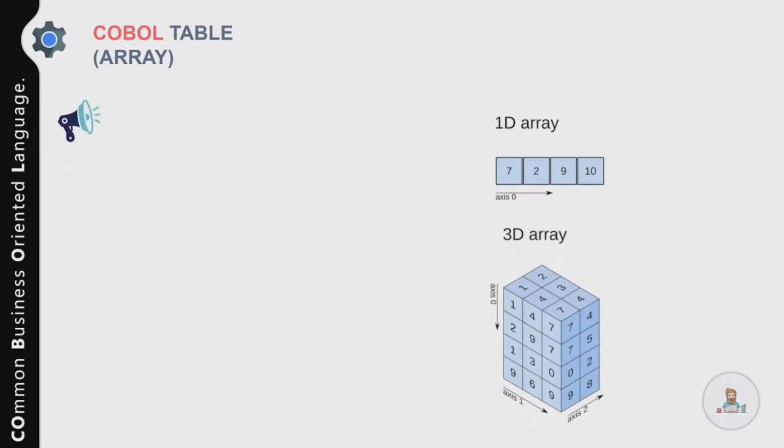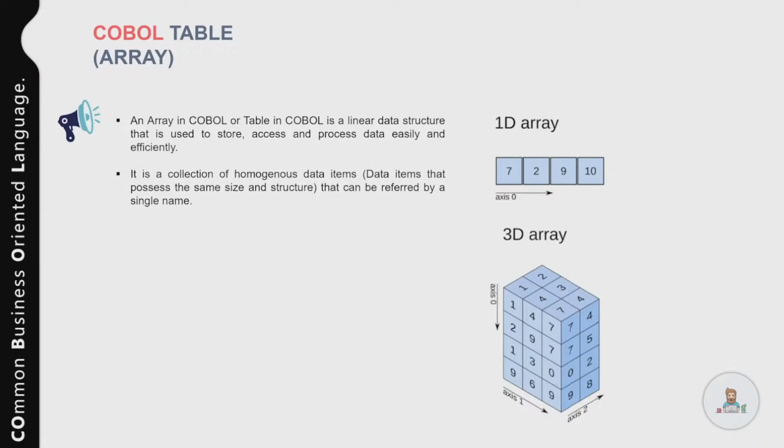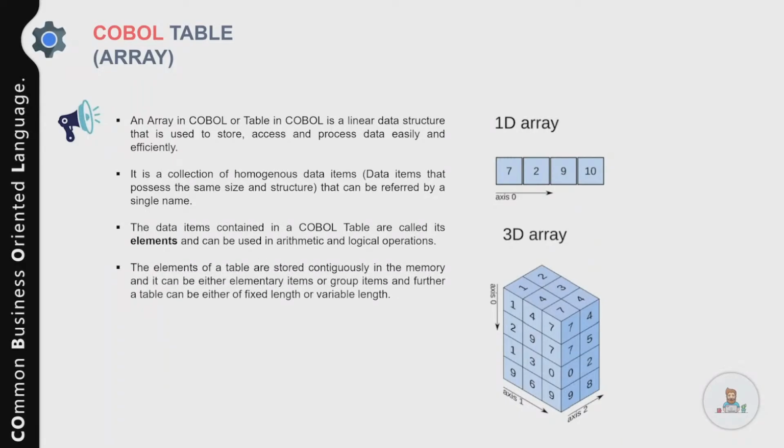But COBOL has its own approach. The index is instead called a subscript, and it starts with 1 instead of 0 as in other programming languages. So by definition, an array in COBOL, or table in COBOL, is a linear data structure that is used to store, access and process data easily and efficiently.